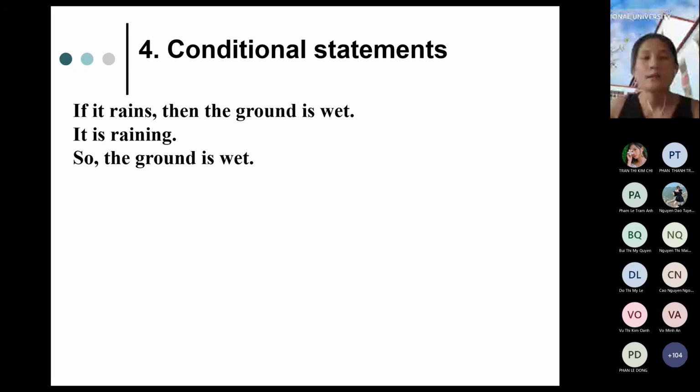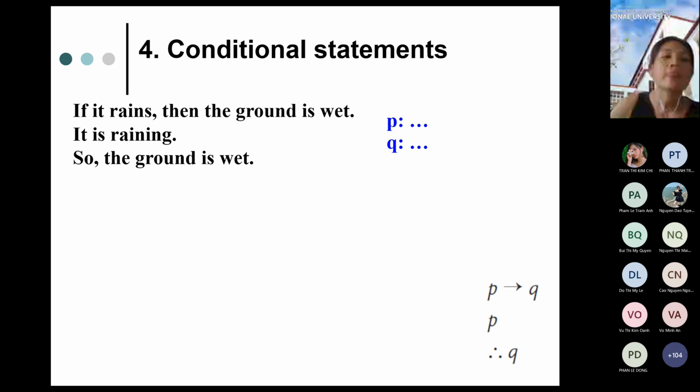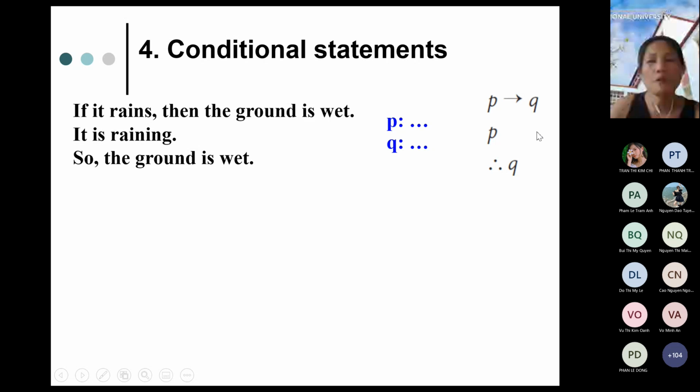So we name the objects. We name the variables. The first one, P, means it rains. The second, Q, means the ground is wet. A complete sentence or statement. Then you convert your argument into symbolic form. If it rains, then the ground is wet, becomes P arrow Q. It is raining, confirming the situation. So the second premise, P. And then, so the ground is wet, Q.